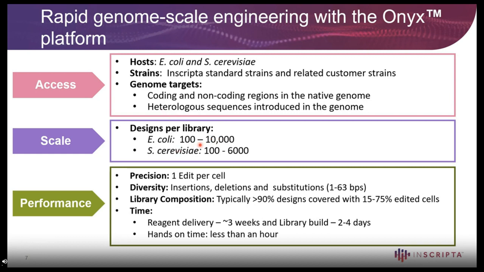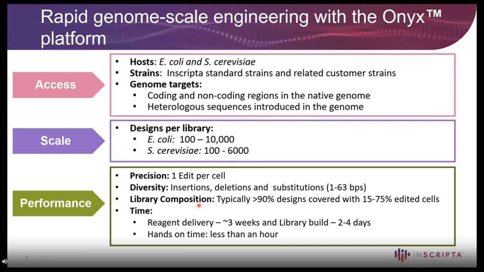As far as the designs per library, E. coli is anywhere from 1,000 to 10,000, and for S. cerevisiae, it's 100 to 6,000. As far as precision, currently there's one edit per cell that you can do. You can do insertions, you can do deletions, and you can do substitutions anywhere between 1 and 63 base pairs.